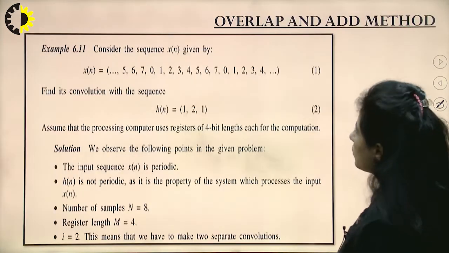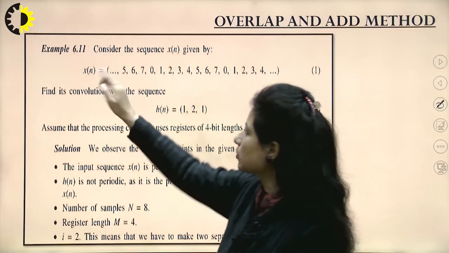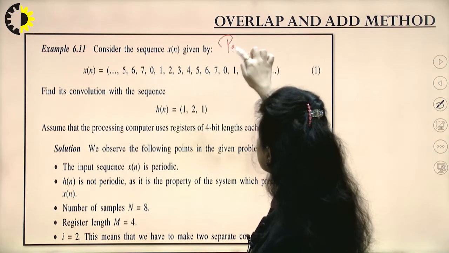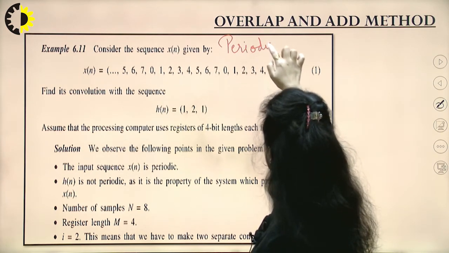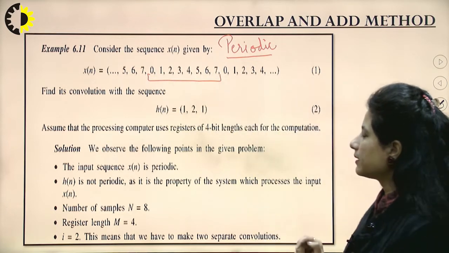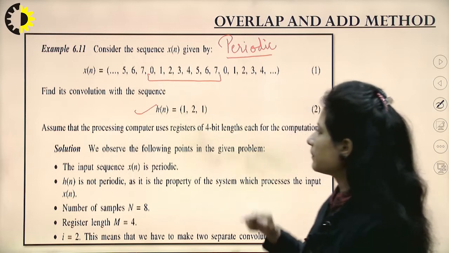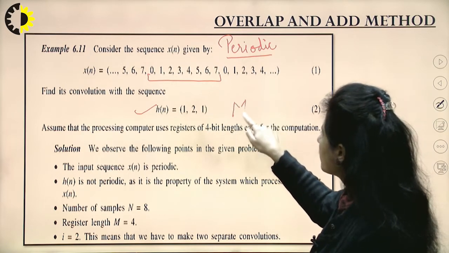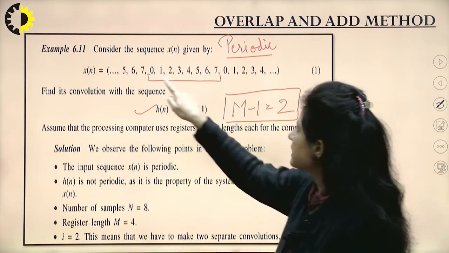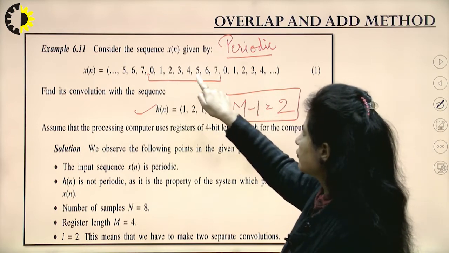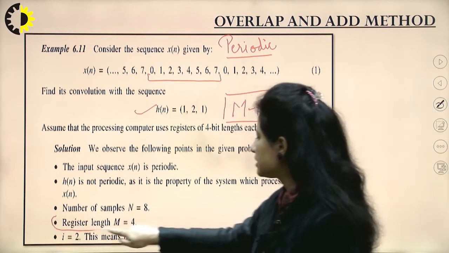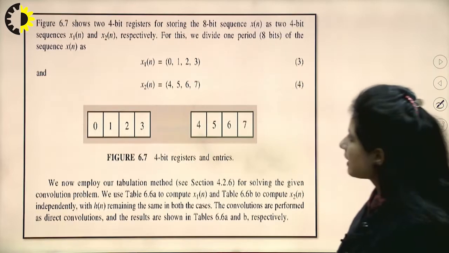Let us see the same thing with a numerical example. This is my sequence, which is periodic. Let me take all the samples which come during one period, say 0 to 7, so there are 8 samples. h[n] has 3 samples, so the length by which I must overlap the two sequences is 3 minus 1, that is 2. The 8 samples, 0 through 7, would be divided into 2 sections, assuming the register length is 4, so equally divided into 2 segments of length 4.